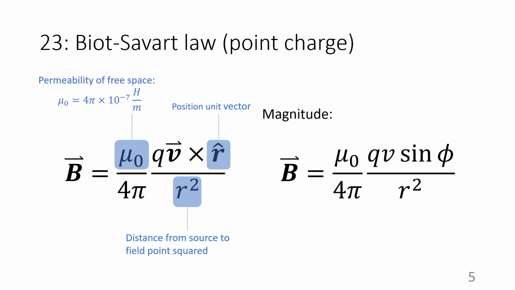Now, as Biot law is a cross product, its magnitude may be expressed in terms of the angle between the velocity and position vectors, or phi, via the sine function. We use this formula for a bunch of problems for single or multiple charges via the superposition principle. Let's go over an example dealing with two charges.